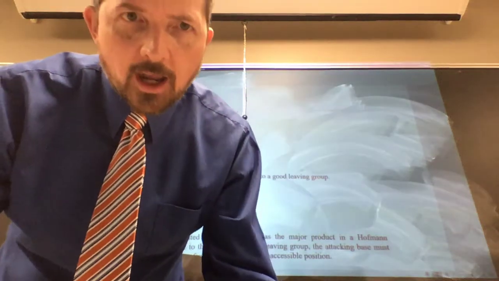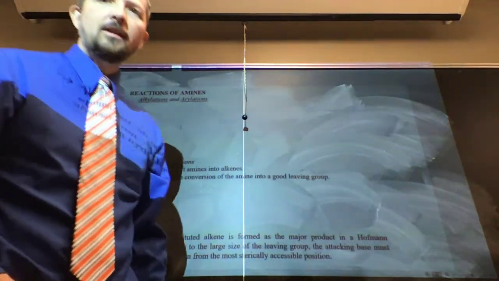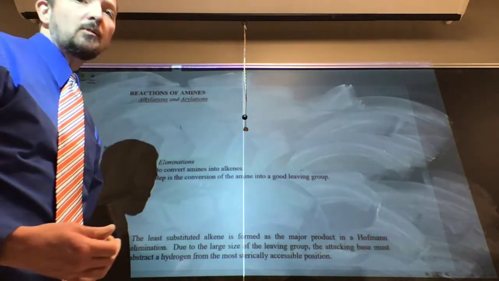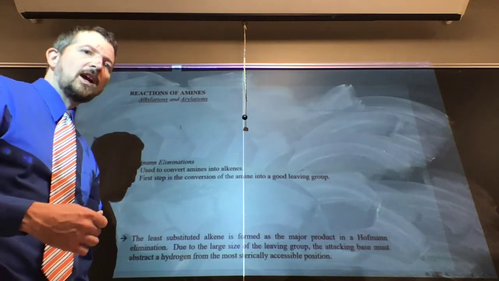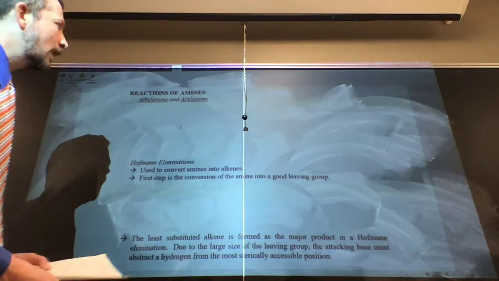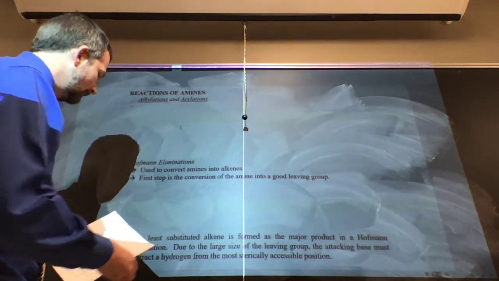I'm going to look at some reactions that amines can undergo. So we're looking at some different ways to prepare amines. This will be some of the same reactions, because reactions that amines can undergo can also be a way to make an amine. One reaction that we've already looked at is alkylations and acylations.